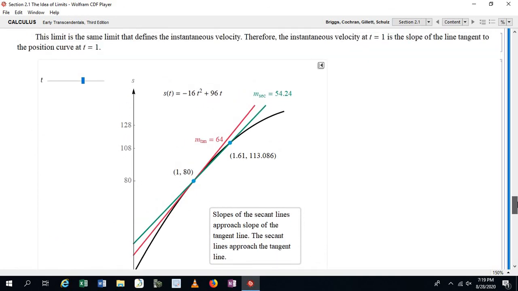Okay, so just to recap this, it's important that you digest some of this. The slope of the secant line represents average velocity between the 2 points that the secant line goes through, and the slope of the tangent line represents the instantaneous velocity at this single point that the tangent line goes through on the position function.